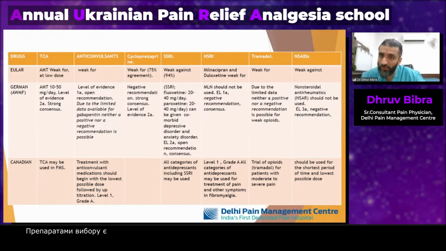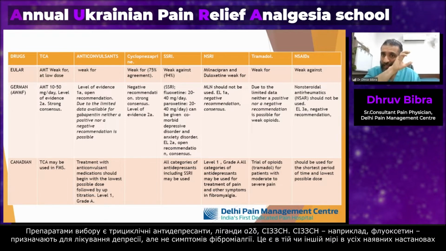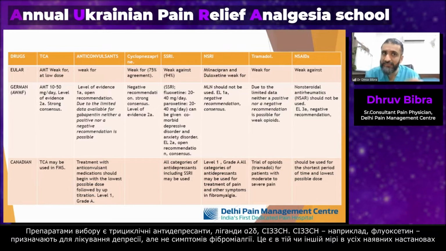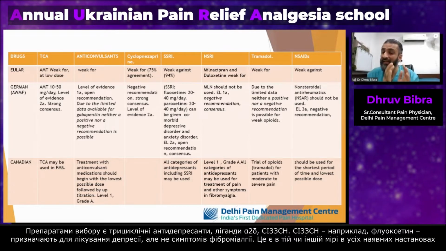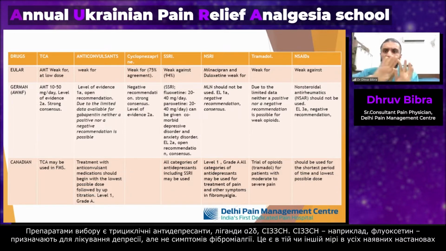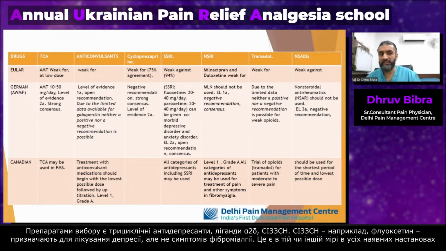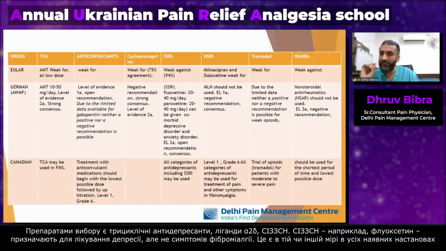So for them also, the choice of drug is TCAs, alpha-2-delta ligands, and SNRIs. Okay, SSRIs, the fluoxetine group, that is just for taking care of depression. It will not take care of your fibromyalgia symptoms. So this is more or less similar to all the guidelines that we have.